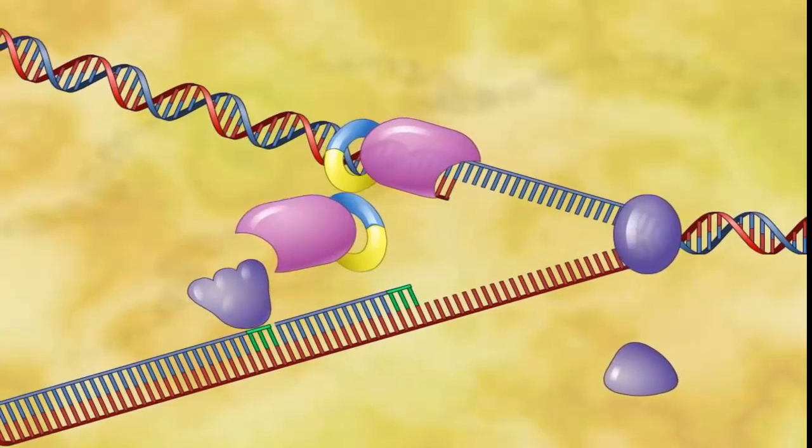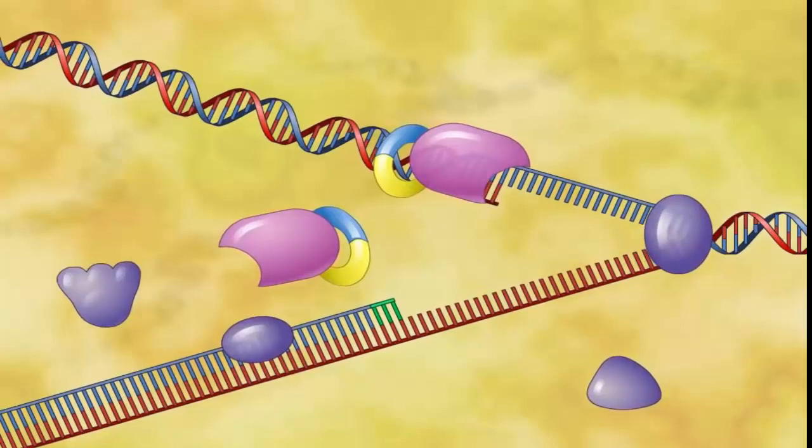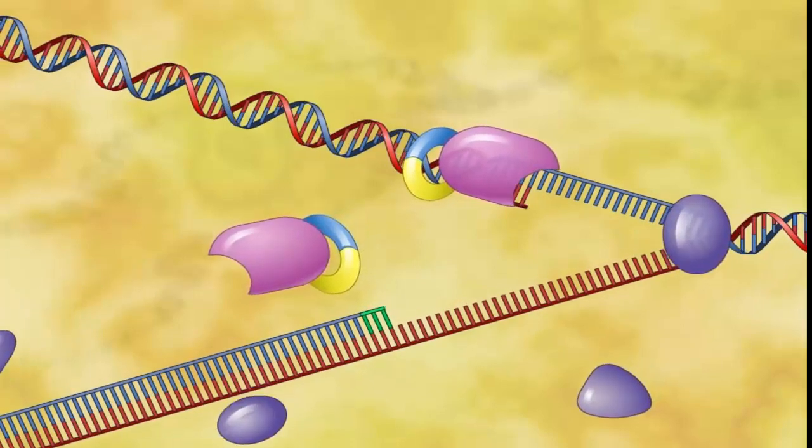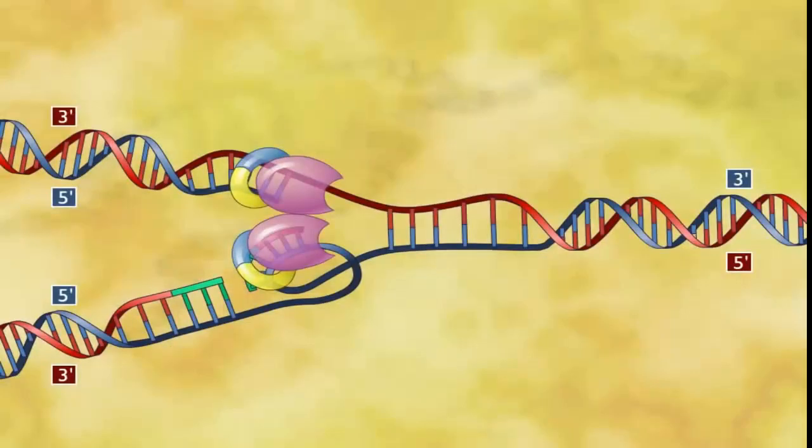Helicase continues to unwind the original DNA strands. Both strands are replicated at the same time. The leading strand replicates continuously toward the replication fork, while the lagging strand replicates in fragments away from the replication fork. This process continues in multiple locations until the entire chromosome is replicated.